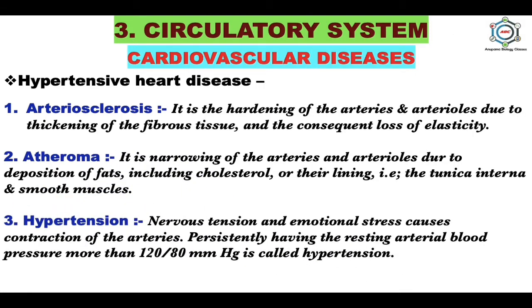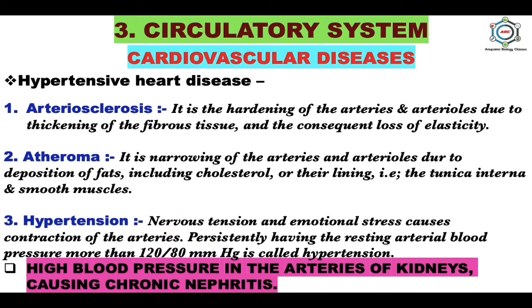Now hypertension. Nervous tension and emotional stress cause contraction of the arteries. Persistently having resting arterial blood pressure of more than 120 by 80 mmHg is called hypertension, and it is a silent killer. It may rupture arteries in the eyes causing blindness, or in the brain causing temporary or permanent paralysis, which we call a stroke. Here, the high blood pressure in the arteries of the kidneys causes chronic nephritis.